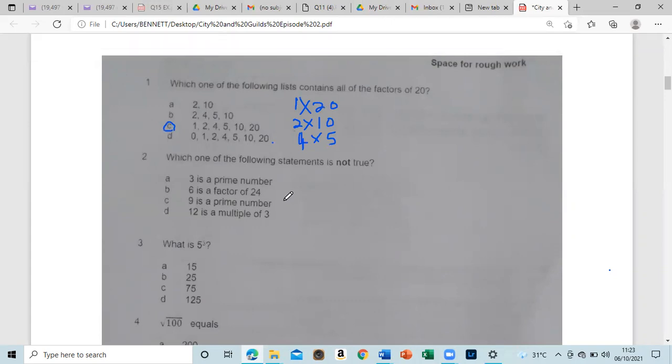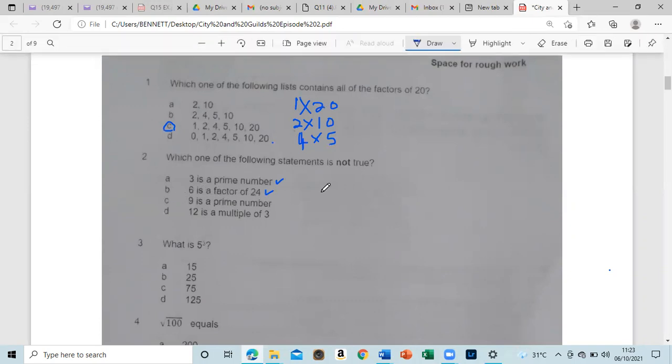Which of the following statements is not true? 3 is a prime number, that is true. 6 is a factor of 24, that is true. 9 is a prime number. Now 9 is not a prime number. Remember, prime numbers have only 2 factors, 1 and itself. 1 times 9 are factors and 3 times 3, so 9 is not a prime number. A lot of people think that all whole numbers are prime numbers.